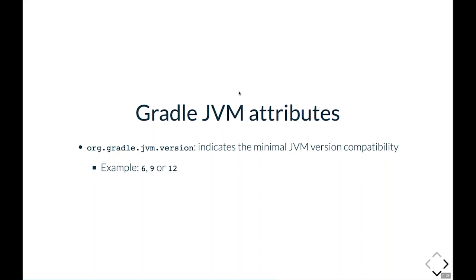And then, of course, we have one example here of an ecosystem-specific attribute. In the context of the JVM, we have the Gradle JVM version, and that attribute is used to indicate the minimal JVM version compatibility. So whenever you create a project in Gradle, you tell it, well, that's a Java 12 project as a library, but on the other hand, I've got a Java 8 project that uses that library. Well, Gradle will be able to tell you there's something wrong there. The bytecode level doesn't match. And so the value of that attribute is effectively the simplified Java version.